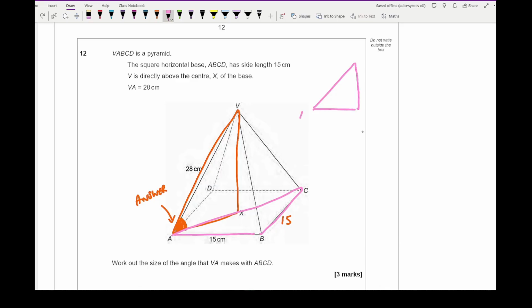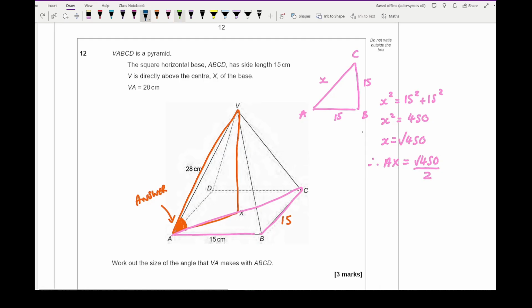So if I then take this triangle here, what I end up with is A, C, and B. This is 15, this is 15, and this is what I wanted to work out. So I can use Pythagoras to work out what x is. So x squared equals 15 squared plus 15 squared. So x squared equals 450. So x equals the square root of 450. So therefore, A to X is going to equal root 450 divided by 2.